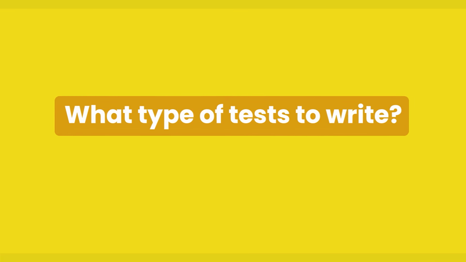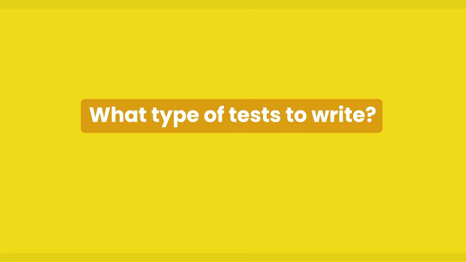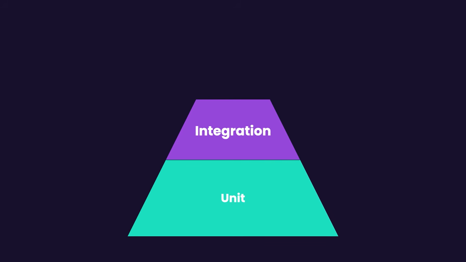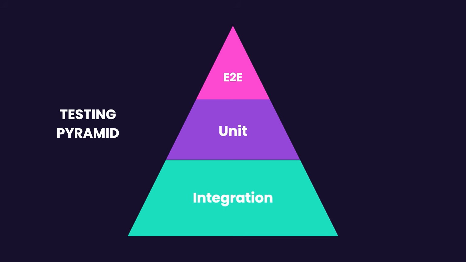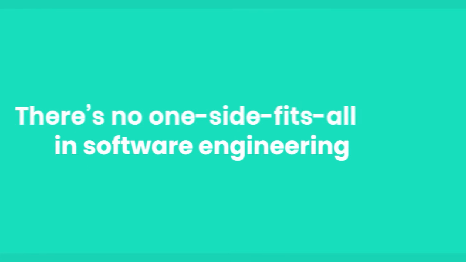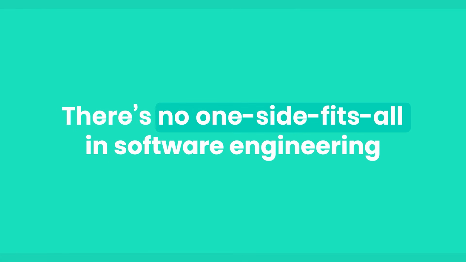Now, a common question that I get is, what types of tests should we write? Well, the classic recommendation is to have more unit tests than integration tests, and more integration tests than end-to-end tests. This is referred to as the testing pyramid. However, this is just a suggestion. It doesn't mean you should follow it religiously because every application is different. In some cases, it may make more sense to have more integration tests or more end-to-end tests. There is no one-size-fits-all in software engineering.